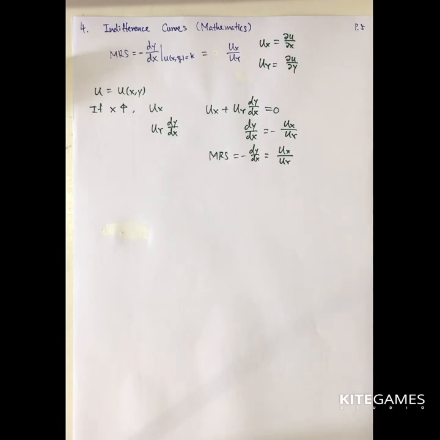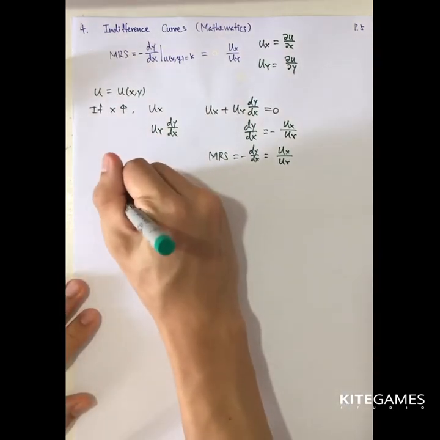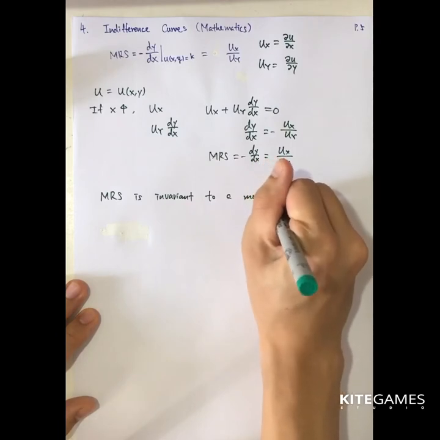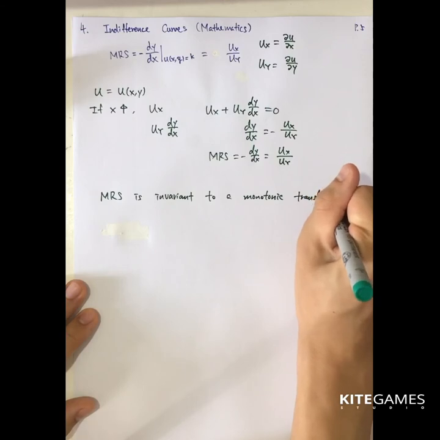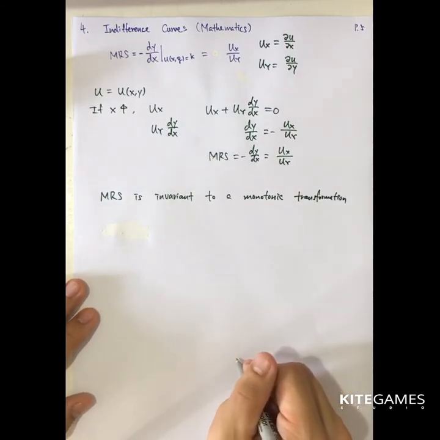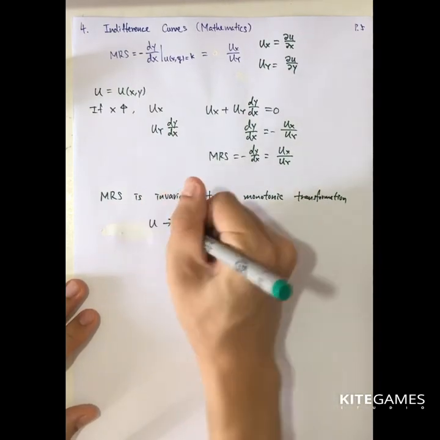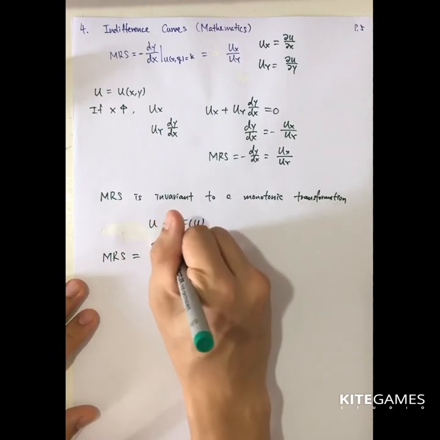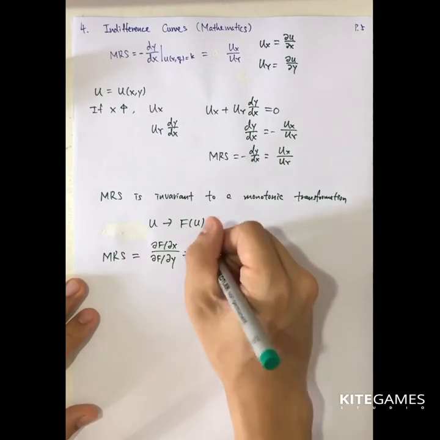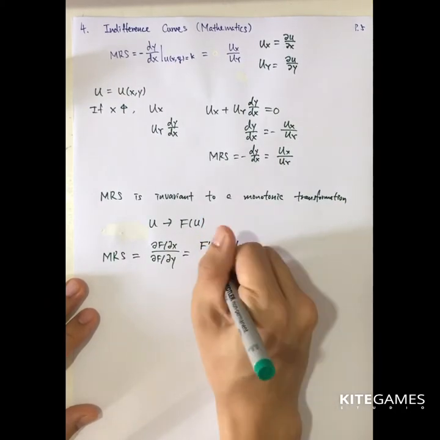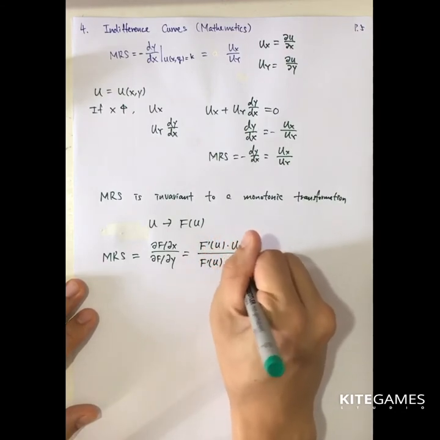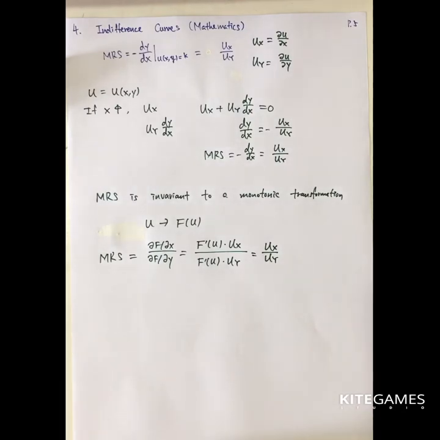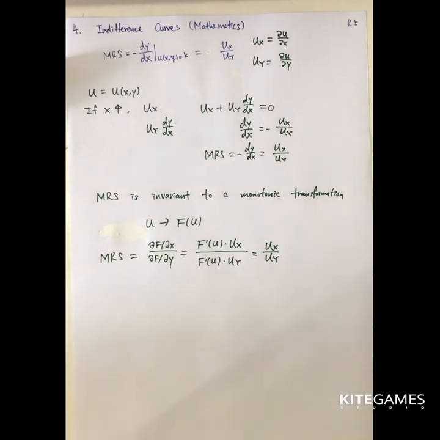One of the very important properties is that the MRS is invariant to a monotonic transformation. That means if we put u into a function f(u), the MRS would become ∂f/∂x divided by ∂f/∂y. This is just f'(u) times ux, and the denominator is f'(u) times uy, and you can see that this is still equal to ux over uy. Here it proves that the MRS does not change with a monotonic transformation.